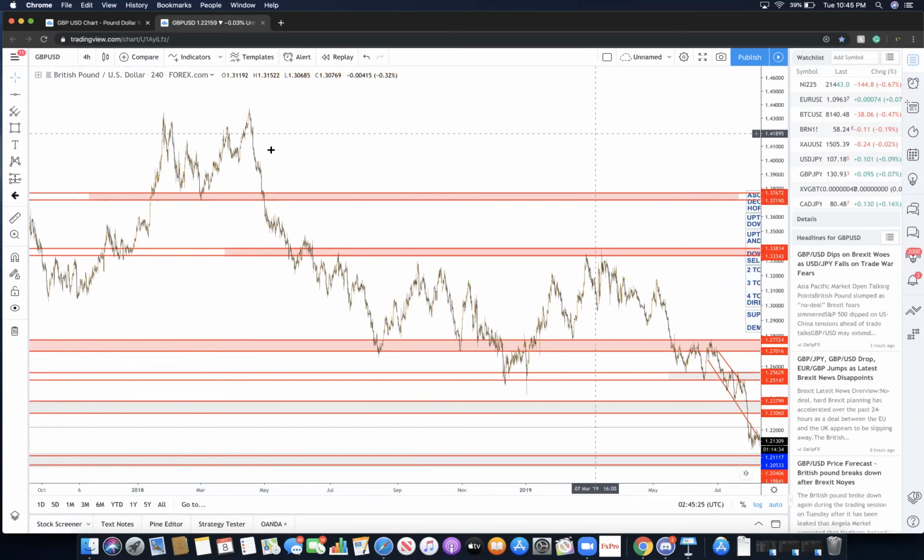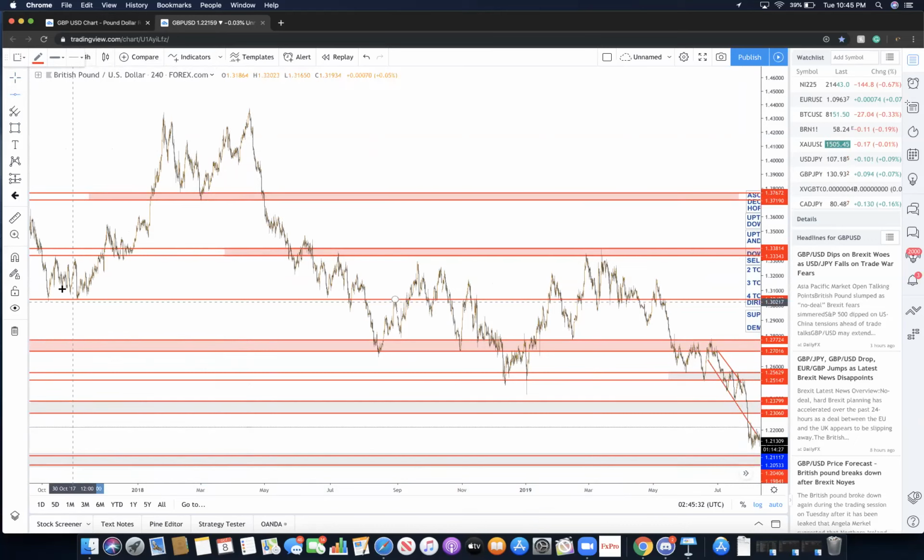And then I would have multiple zones identifying them. So again, from the low to the last previous low, there's another zone there.